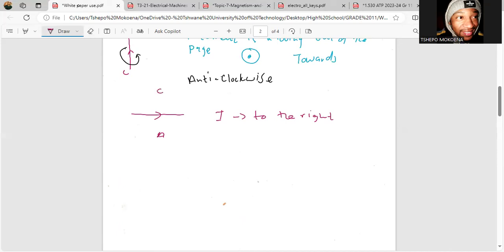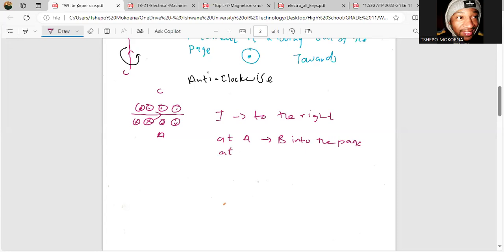So that means at section A, the magnetic field, which is denoted by the letter B, by the way, is going into the page, which is this, this, this. We use crosses, crosses, crosses. And then at the top, at C, it is moving out of the page.